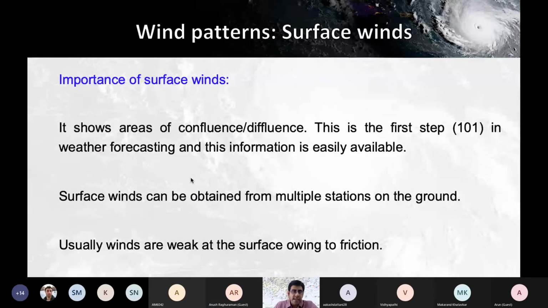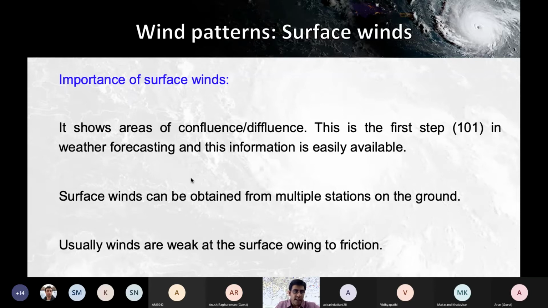Surface level winds are useful because they tell me where winds meet, because meeting of winds means it is going to create a confluence or convergence, whereas moving away of winds is basically a divergence. This is the first step in weather forecasting because you want to look for converging and diverging patterns. Another importance of surface winds is that they can be obtained at multiple locations, because you can install instruments on the ground.